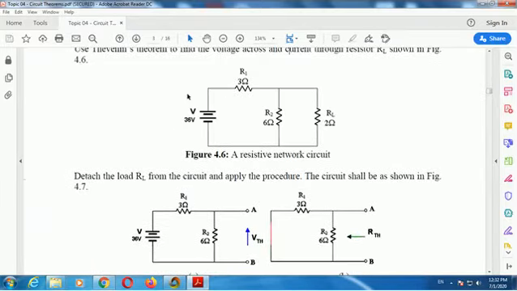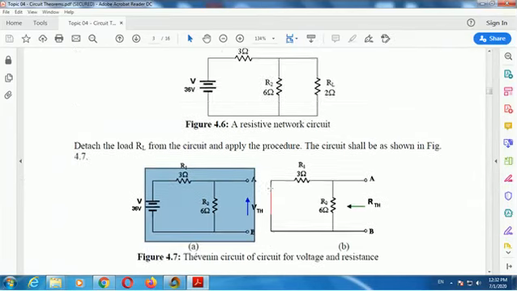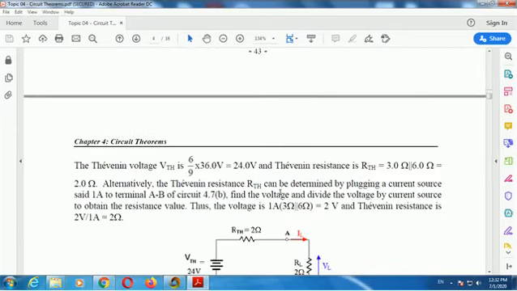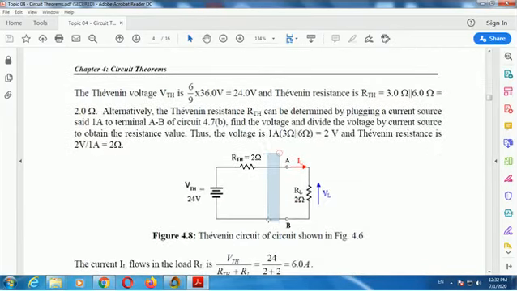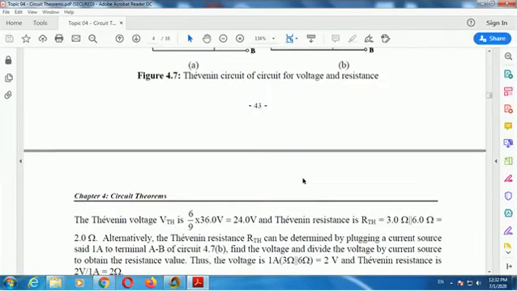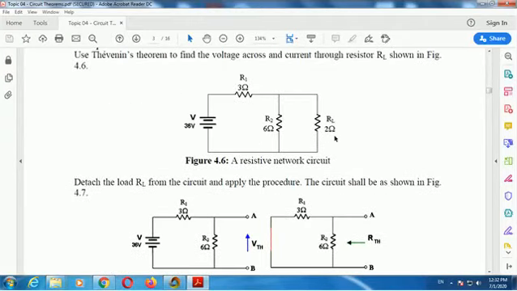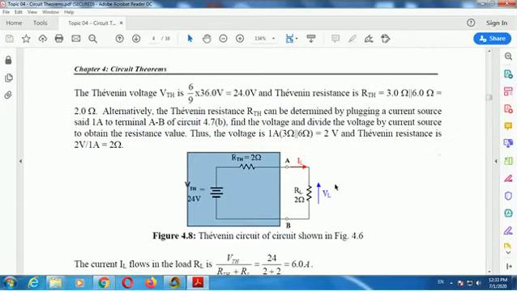So we have reduced this complex circuit, in this part, to a single voltage source in series with a series resistance: VTH 24 volt, RTH 2 ohm. Then after forming this circuit, we remove this one and join the load back to here.